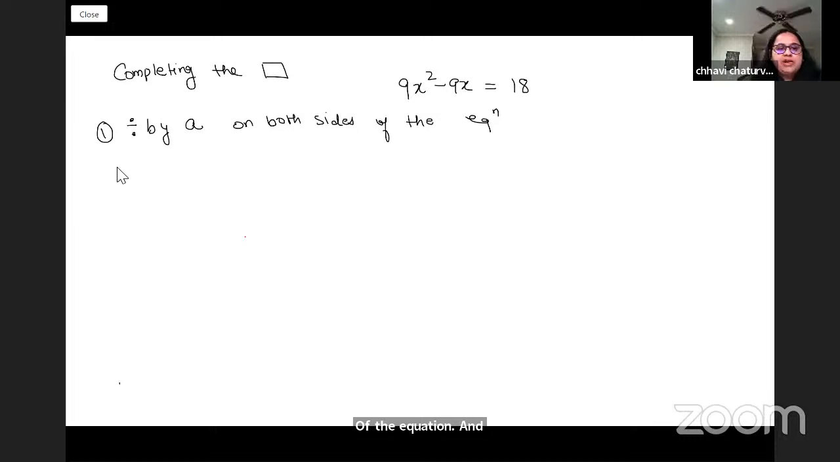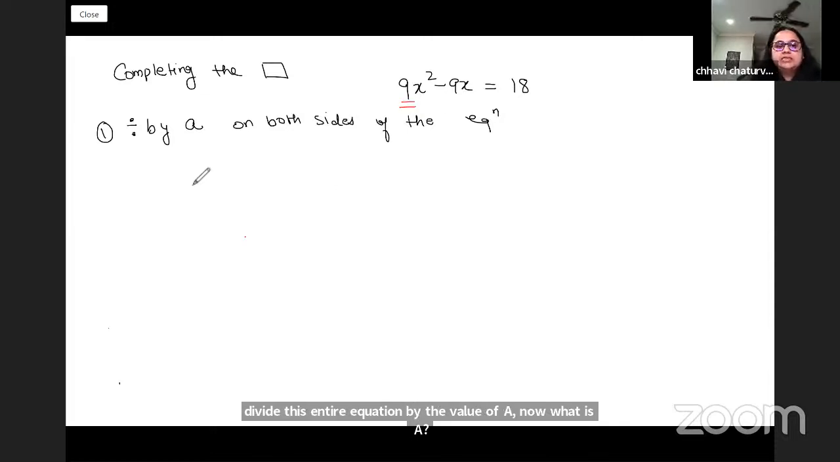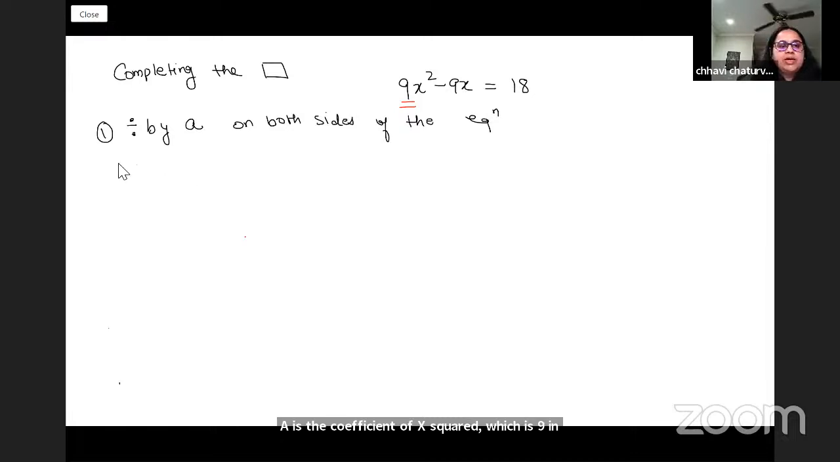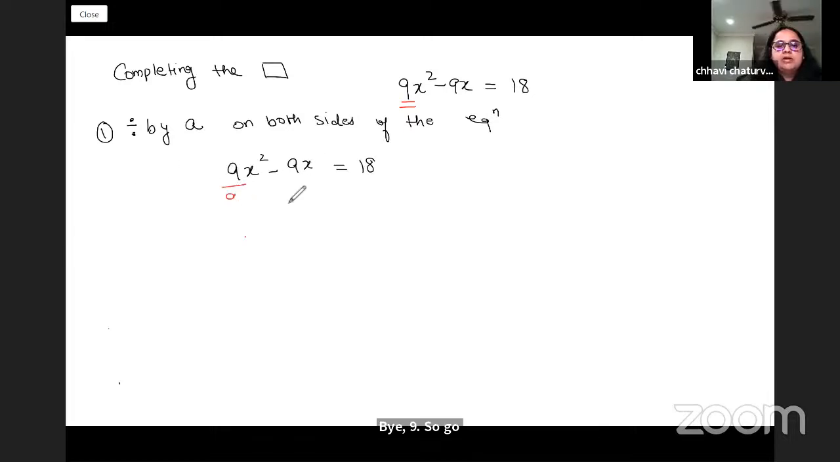So if I divide this entire equation by the value of a, now what is a? A is the coefficient of x squared, which is 9 in this case. So we will go ahead and divide the entire equation by 9. So go ahead and divide this by 9, which gives us x squared minus x equals to 2.